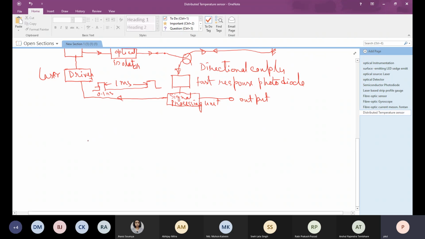So now, after launching the first pulse, a subsequent amount of time, like 0.1 nanosecond, will be used to integrate the backscattered energy. So that means during this period, this 1 millisecond period, basically we will be measuring the backscattered energy every 0.1 nanosecond.